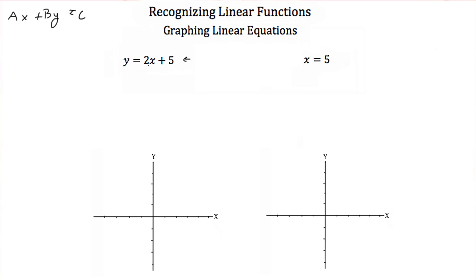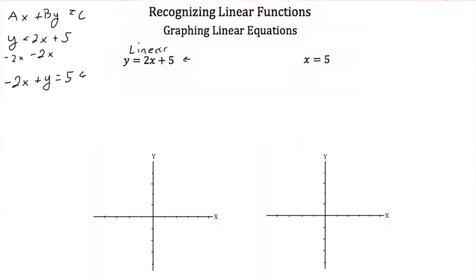So again, our x's and y's in the standard form are on the same side of the equal sign. So for y is equal to 2x plus 5, I'm going to subtract 2x from both sides, and I'm going to end up with negative 2x plus y is equal to 5. This is in the standard form, so this equation is indeed linear.